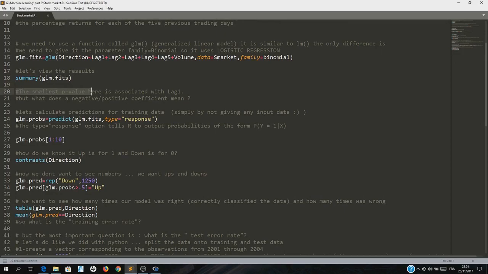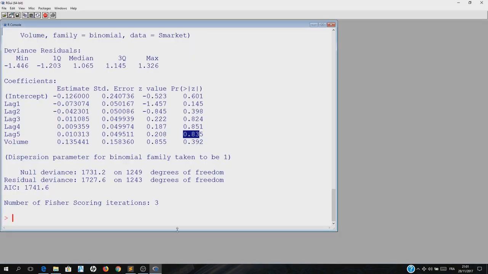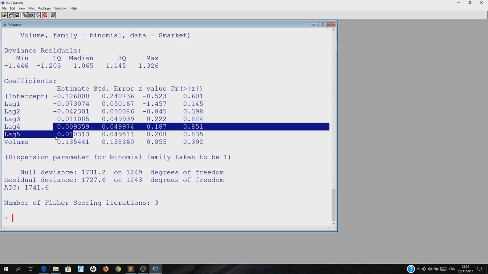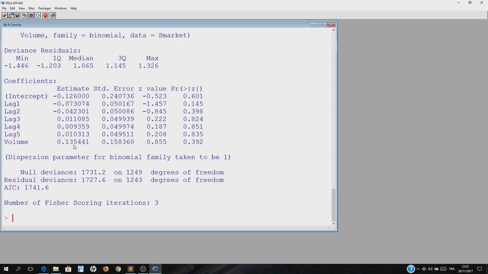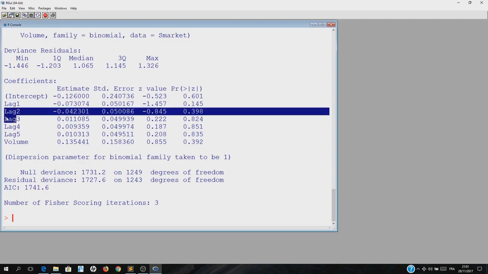So as I told you, the smallest p-value here is associated with lag 1, which is yesterday. I didn't tell you about the negative and positive coefficients. You can see that these two are negative, and the rest are positive. So what does that mean? We have to interpret that, and that's the important part in our modeling, because we want to interpret the results. So this is yesterday, and this is the day before that.